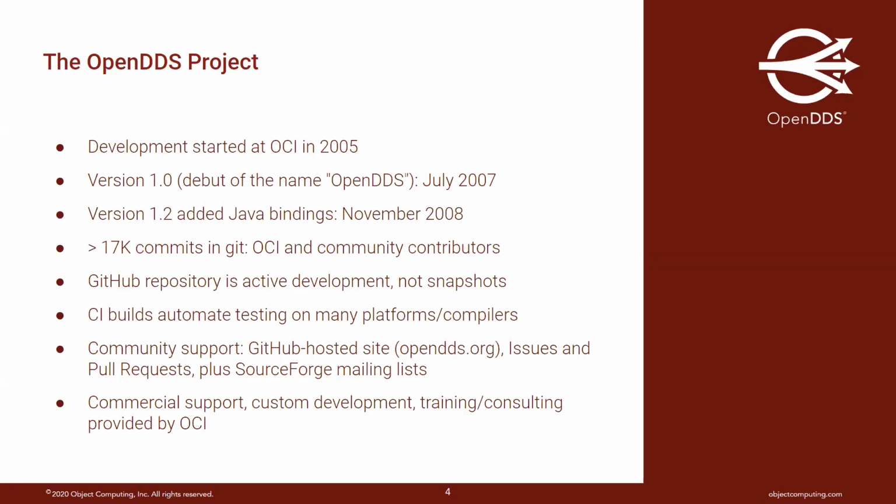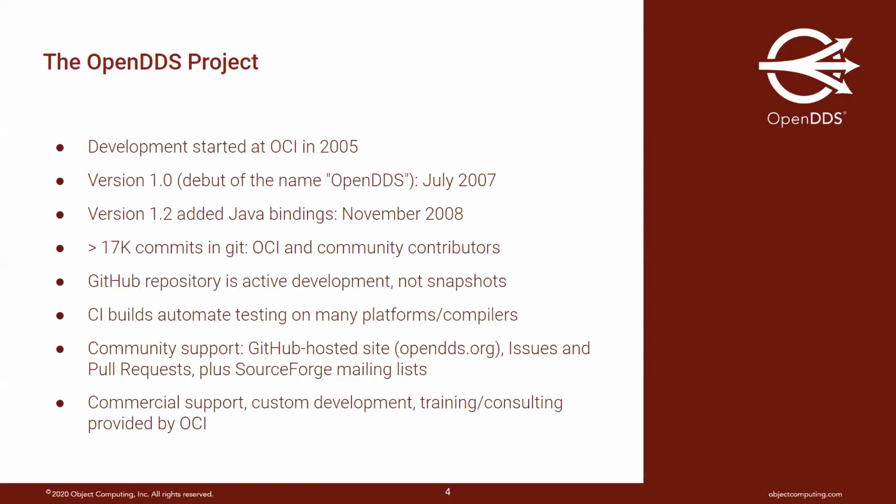Just as a software artifact, there are greater than 17,000 commits in the Git repository. They come from our team at OCI, but also from community contributors. The GitHub repository is the active development repository. It's not just snapshots or releases that get posted. So if you follow the repository, or at least follow releases on the repository, you can see all the development going on. There are continuous integration builds to automate testing on many platforms and compilers.